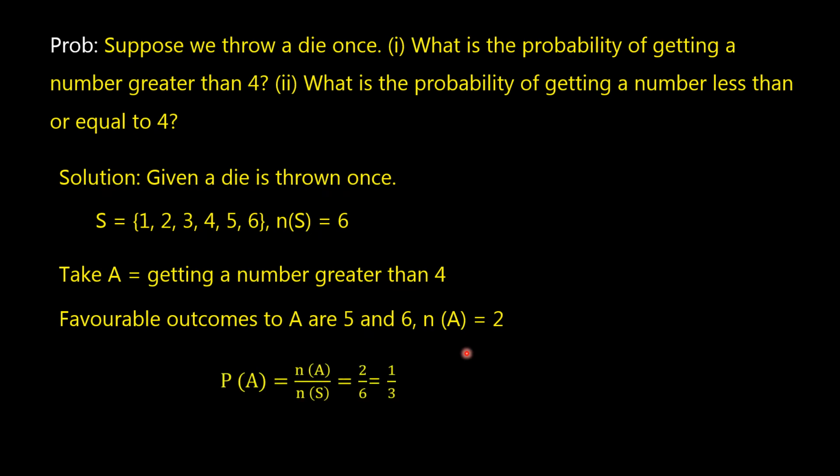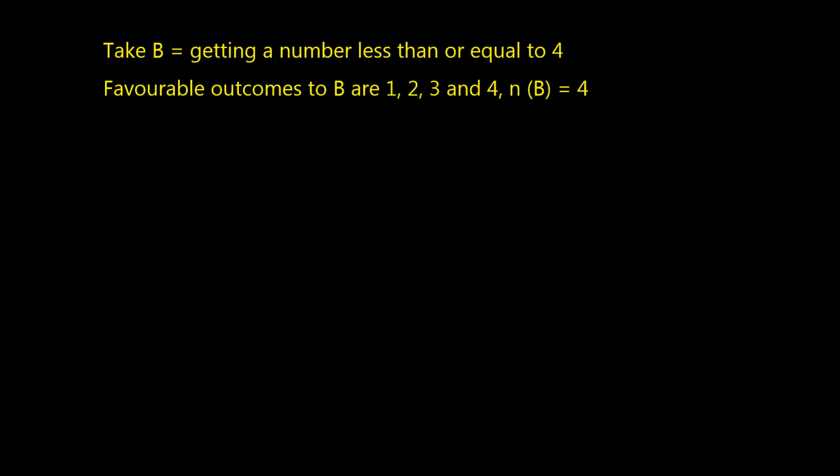That is, n of A by n of S. 2 by 6. That is, go for cancellation with 2. 1 by 3. We get. Let's find the probability of the other event also. Take B is equal to getting a number less than or equal to 4.